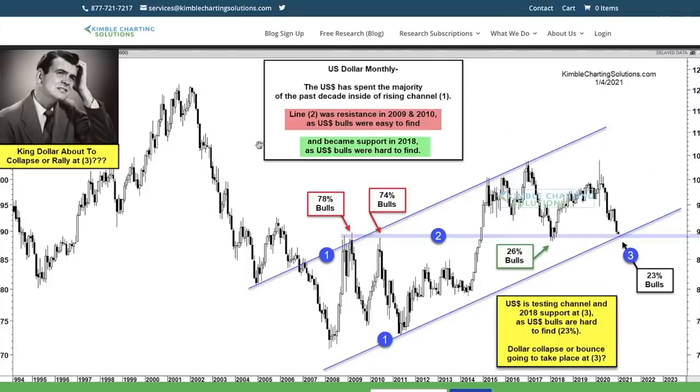This is from Kimball Charting Solutions, and they posted a weekly view of the DXY, the US dollar index, and they also showed this channel over here. Now, I looked at this channel and I said, you know what, this is something I want to take a deeper look into.